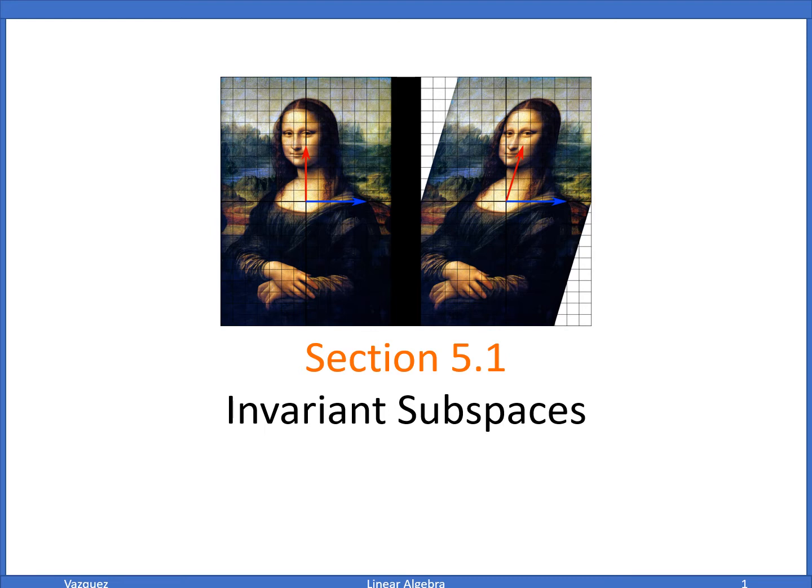In chapter 5, we're going to be looking at eigenvalues and eigenvectors. They're really important in our study of linear algebra. There are 3 sections to this chapter. This first one, we're going to be mainly focused on invariant subspaces, although we will introduce eigenvalues and eigenvectors. Maybe you've heard of them before if you've taken linear algebra 1 or matrix algebra, anything like that.